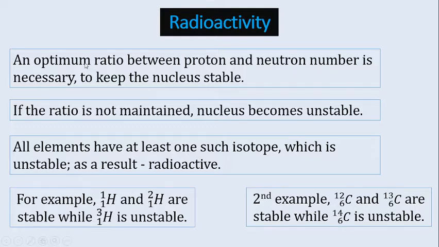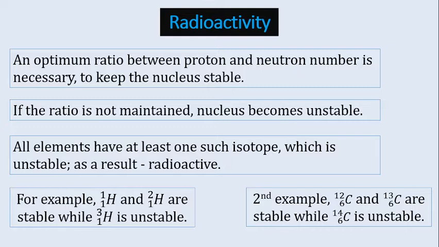So scientists found that an optimum ratio between the number of protons and neutrons is necessary to keep the nucleus stable, so that the attractive and repulsive forces become equal. If the ratio is not maintained properly, if the number of neutrons or protons outnumber the opposite one, then what will happen? There will not be a balance between these two kinds of force. So as a result, the nucleus will become unstable.